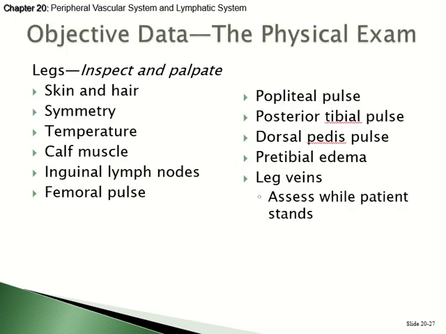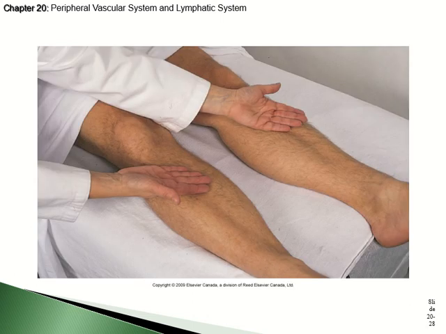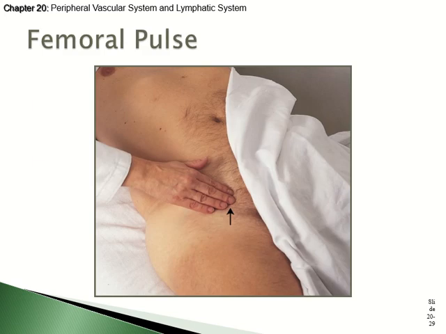With the legs, it's the same as the arms. We want to inspect for skin, hair distribution, symmetry, temperature, the calf muscle, the sizes. We talked about it being equal, and if one is not, we're thinking about maybe a clot in the leg. The inguinal lymph nodes and the femoral pulse. So again, the examiner is checking for color, temperature, consistency.